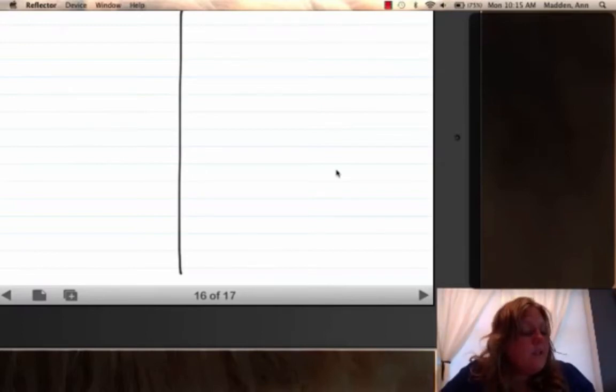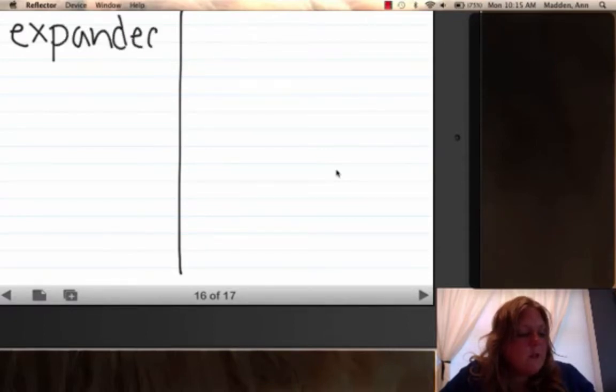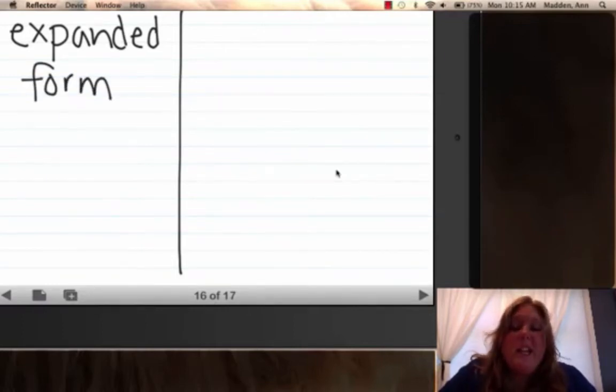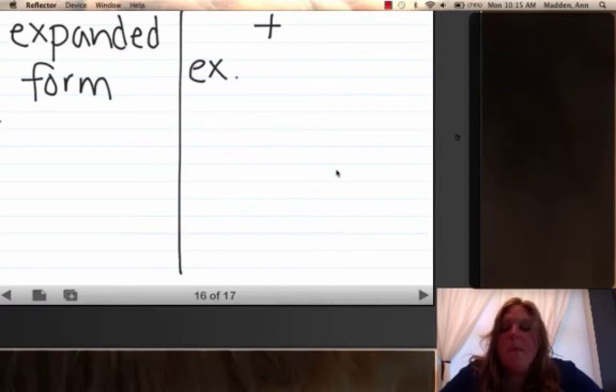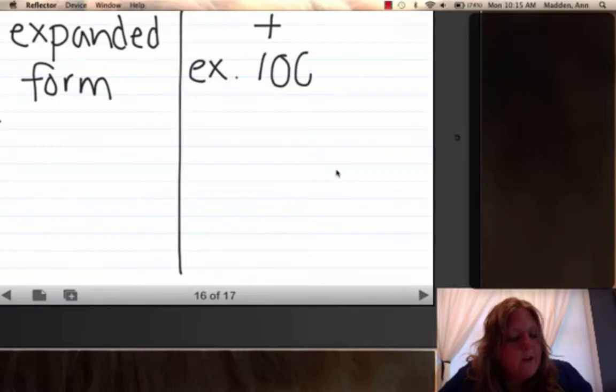The next thing that we did talk about was expanded form. And hopefully you are writing on your lines. It's a little hard for me to write on my iPad and then write on the lines as well. So hopefully yours is nice and neat. Expanded form, remember, has all the plus signs in there to show the place value. We're going to do an example of that so you will remember. An example for 145 would be 100 plus 40 plus 5.